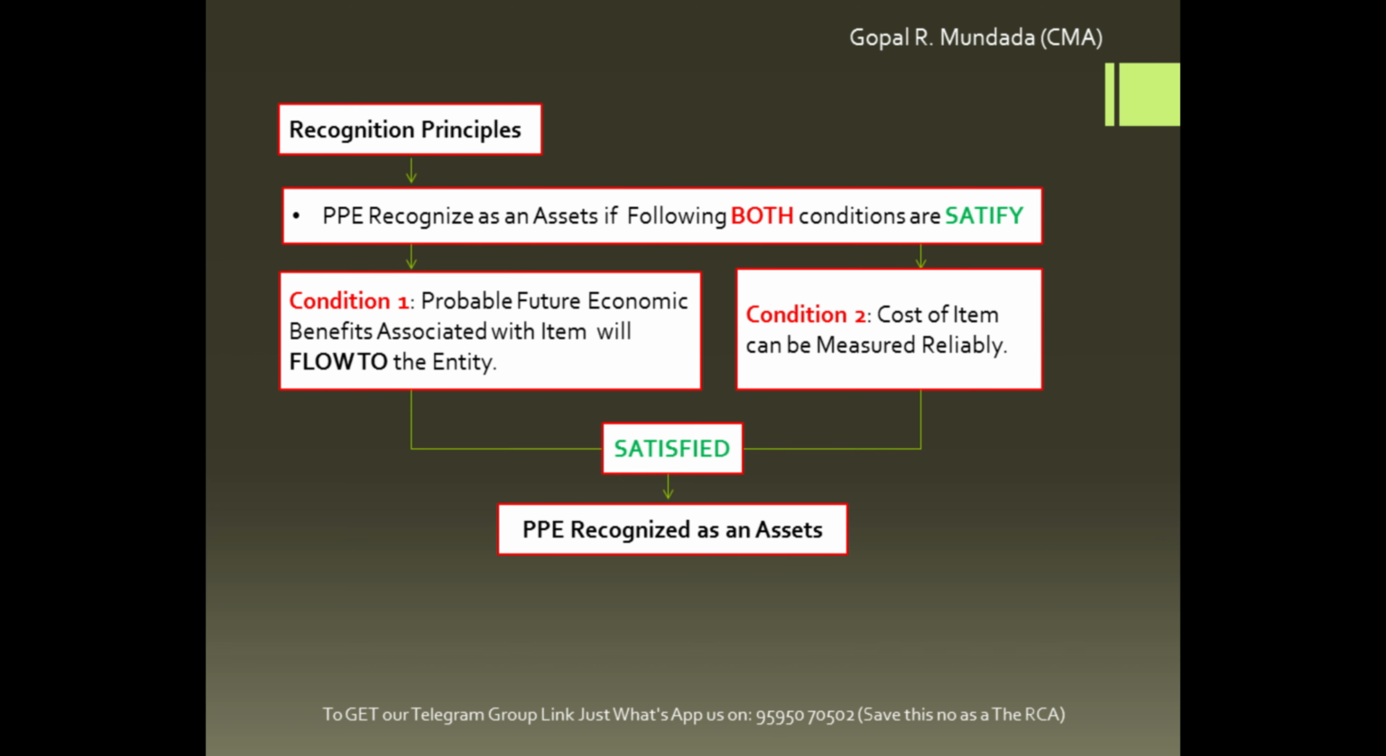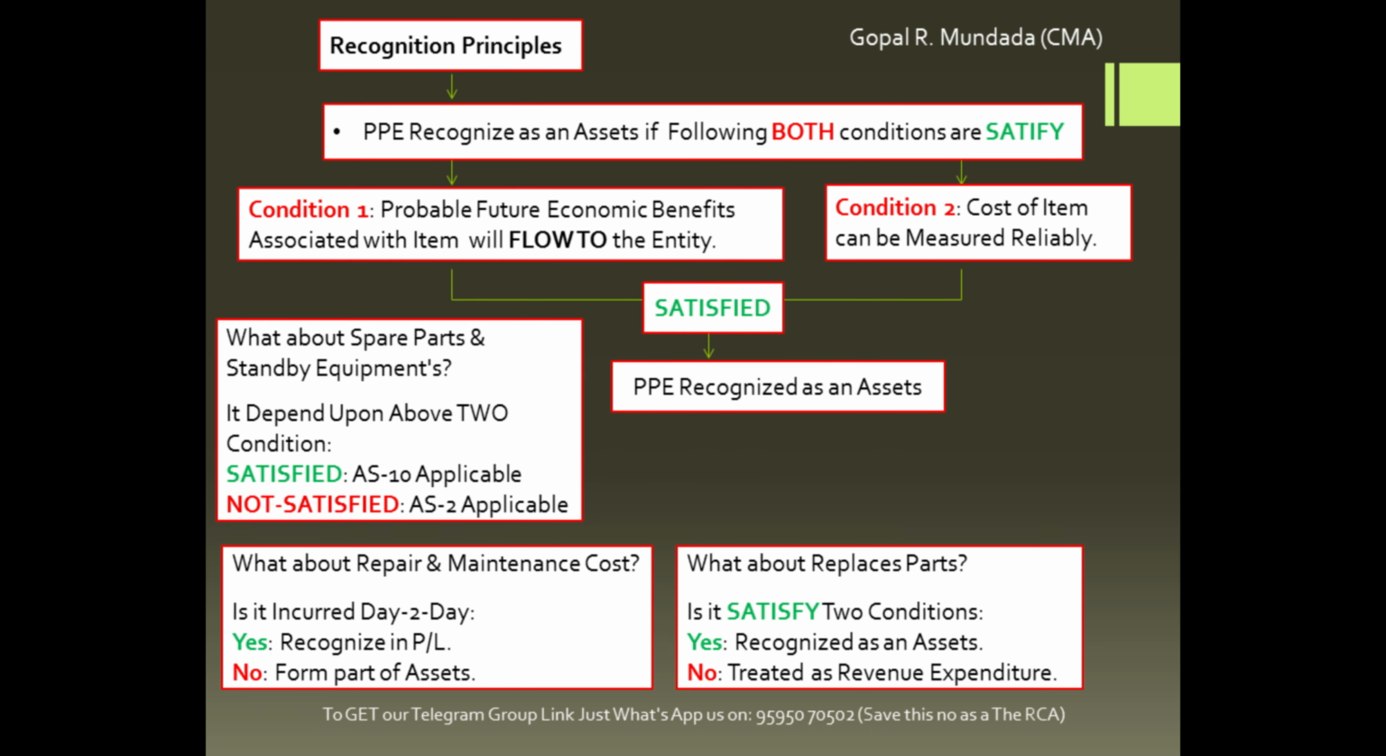So all these costs together become the cost of the asset, and that is reliably and easily measurable. So guys, if these two conditions are satisfied, then any asset is recognized as property, plant and equipment as per Accounting Standard 10. This is the recognition principle that we already discussed in the previous slide.